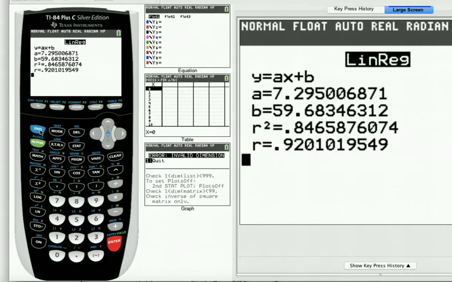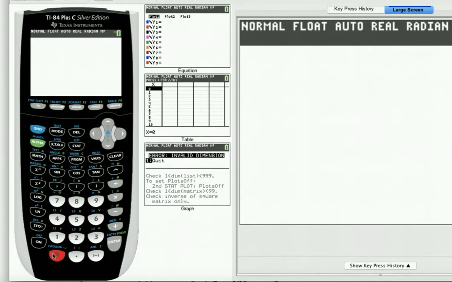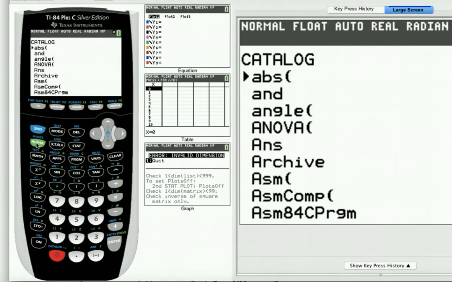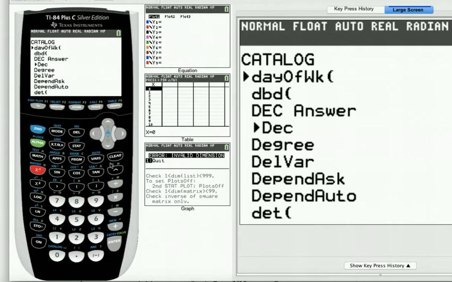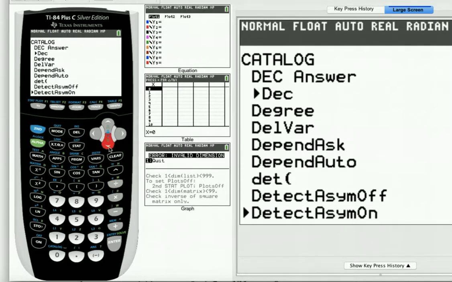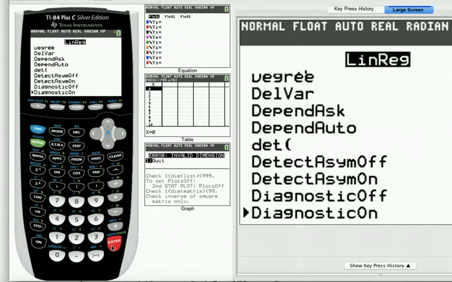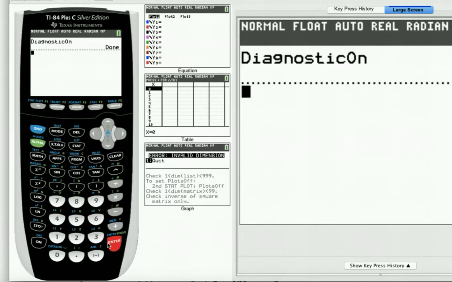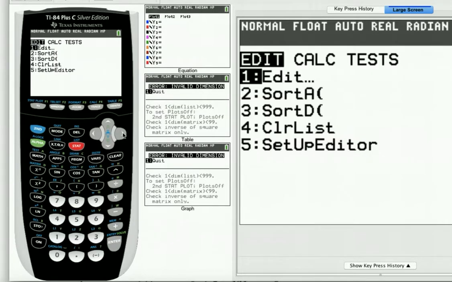Now, your r squared, remember, is your coefficient of determination, and your r is your correlation. Remember, if those don't show up, you can always go to Second, Catalog, make sure that your diagnostics are on, so do Alpha, and then the letter D, which is your inverse button. Alpha D. Then you're going to go to DiagnosticOn and hit Enter. Mine was already on, but just to show you how to get there. Now I'm going to go back and get all my information that I need.